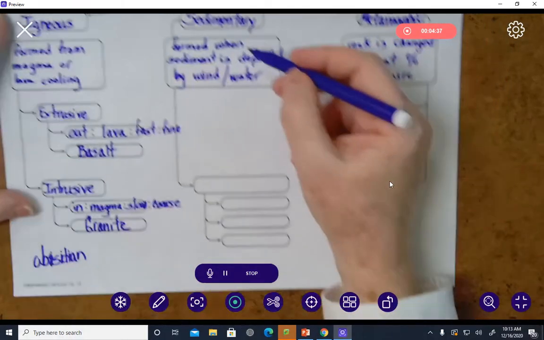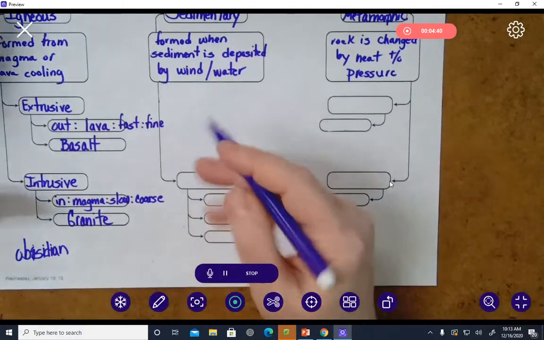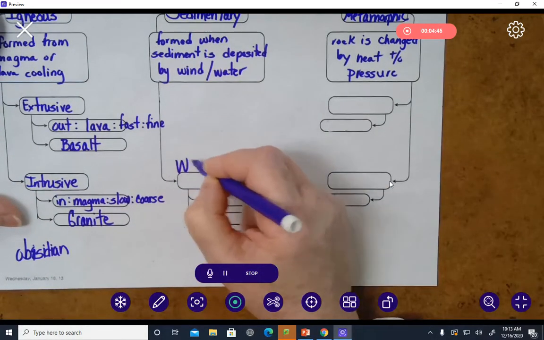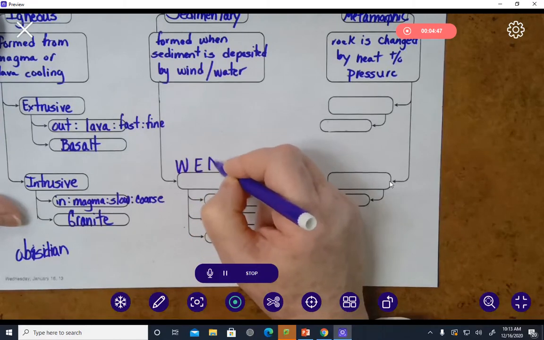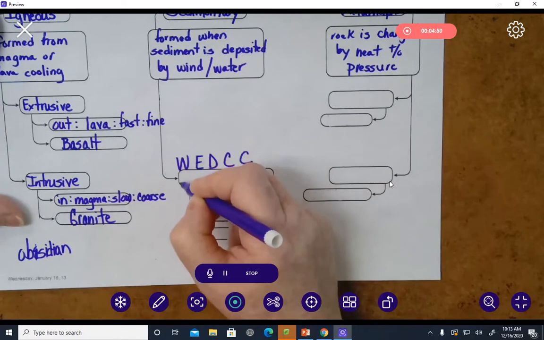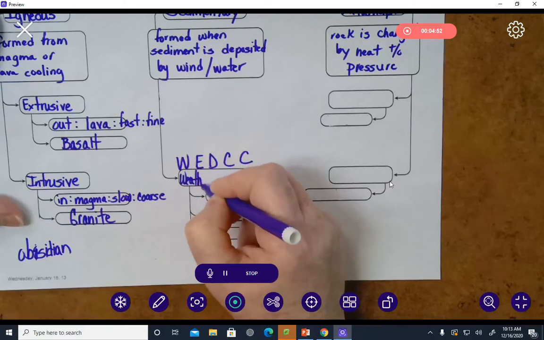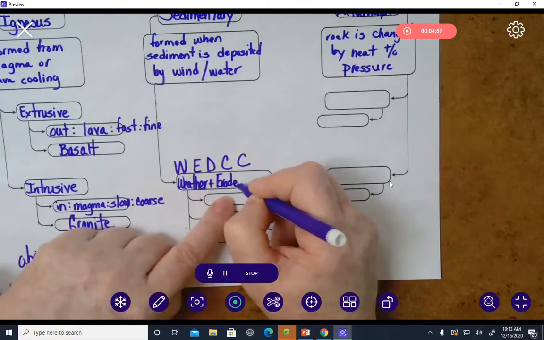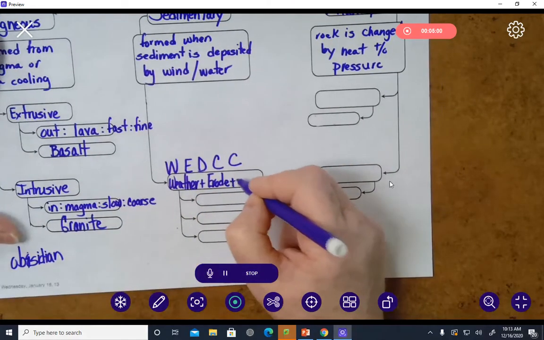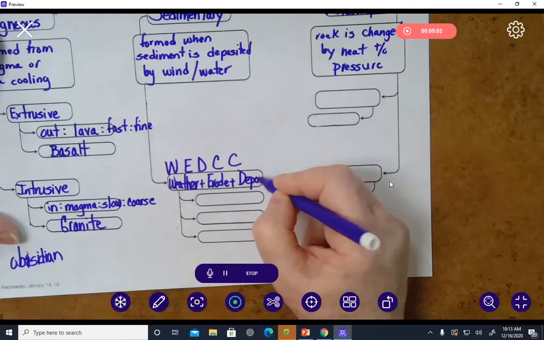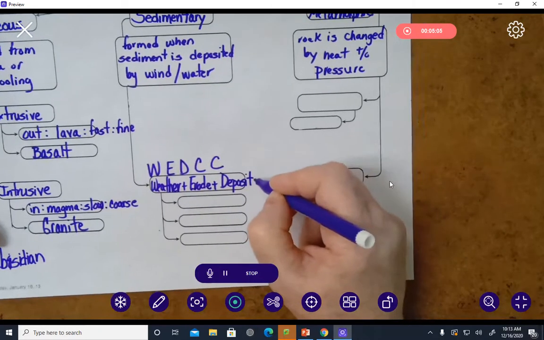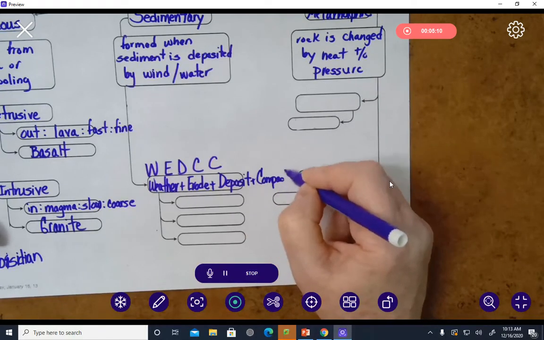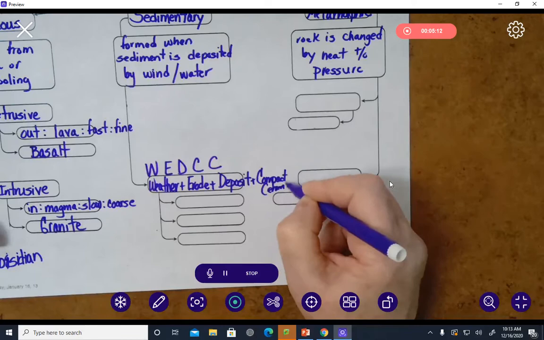Okay, so sedimentary rocks. Now this is something you're going to need to know. That process, what does that mean? The WEDCC. We need to weather and erode. So weather and erode. We need to break it up and then we need to carry it somewhere. Think about the road. Then we have to deposit it down somewhere. And then we have to compact it. Remember we pushed the bread together? And then finally cement, which is glued it together.